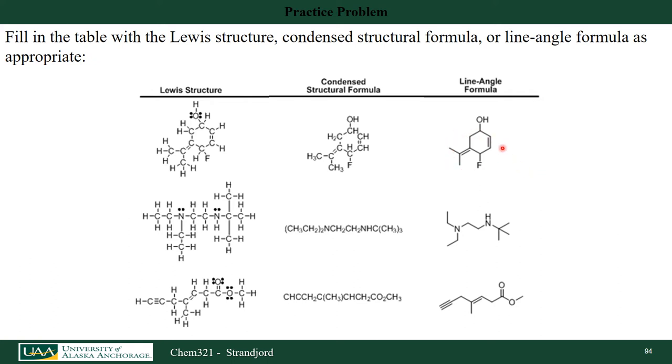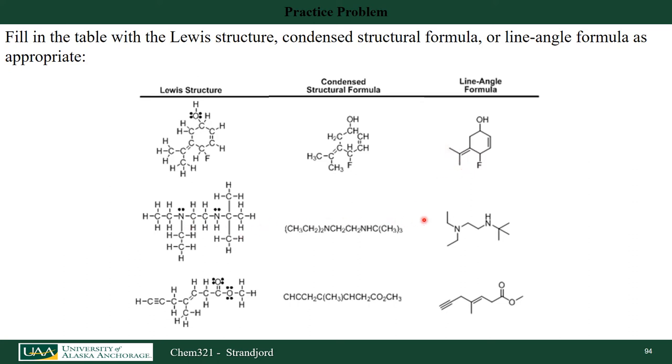In this molecule here, I've gotten rid of all of the carbon-hydrogen bonds, and I'm representing all of the carbons by angles. So there's 1 implicit hydrogen here, 1 here. Oh, there's 1 here too, right? Because I need 4 bonds to carbon. There are 0 hydrogens here, 0 hydrogens here, 3 out here, and 3 out here.